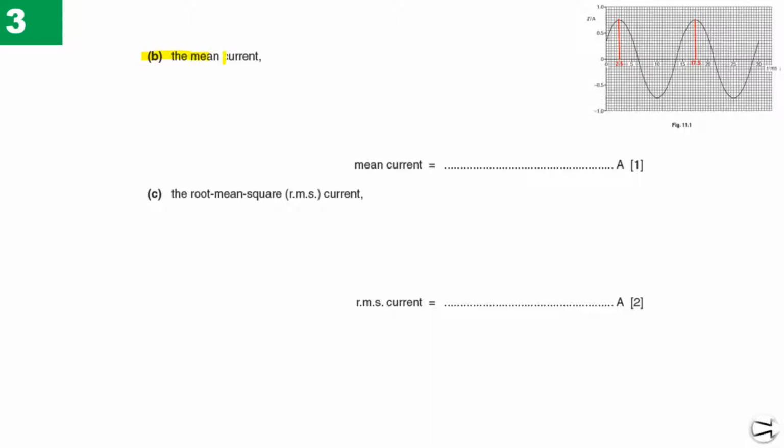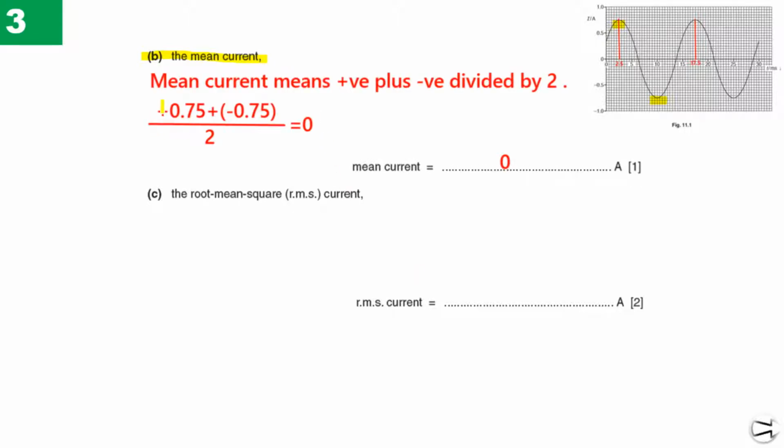Here is our part B. For part B, simply we need to calculate the mean current. It simply means that we need to take the positive value of current and also the negative value of current. We just need to add these two values and divide by 2. That will be the mean current. So how can we calculate it? Here you can see I have already done it for you. This is the positive value of peak current and this is the negative value of peak current. We just added these two and divided by 2 because we need to calculate the mean value. And our final answer is 0. And this is true for any sine curve.